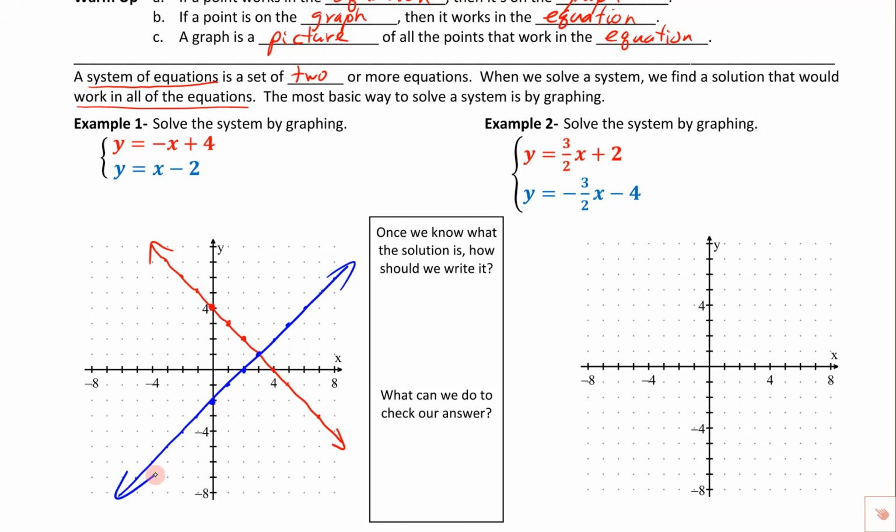Okay, now let me make this clear. This is where this whole idea of keeping in mind that each one of these graphs is a picture of all the points that works in that particular equation.